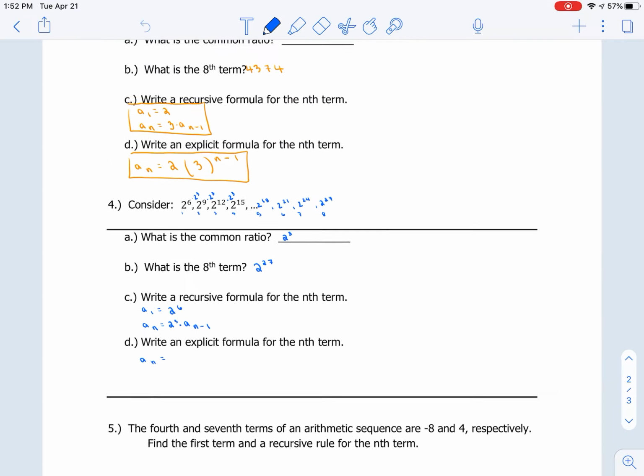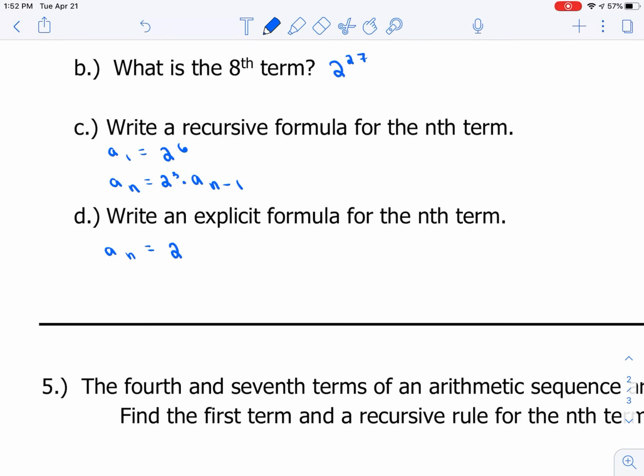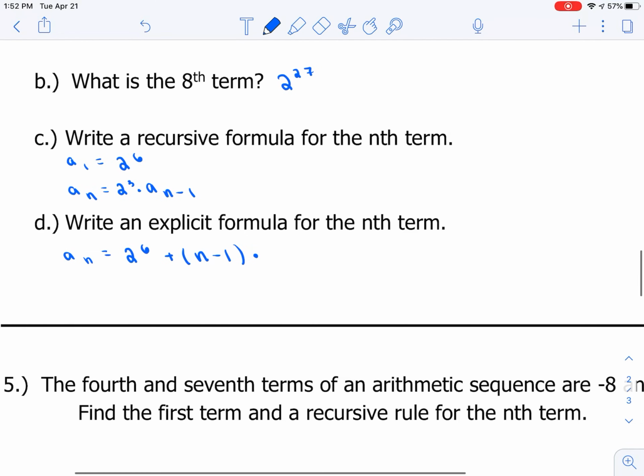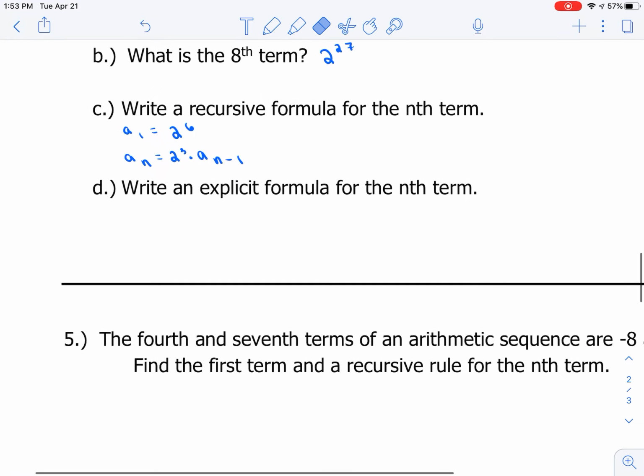So for a sub n equals, remember we want to take that first term, which was 2 to the 6th, and then we're going to add to it n minus 1 times the common difference. Remember we said the common difference was 2 to, I'm sorry, oh my goodness. Sorry. This is common ratio. This is exponential. I apologize for that. I was using the wrong formula. Shows you it's an easy mistake.